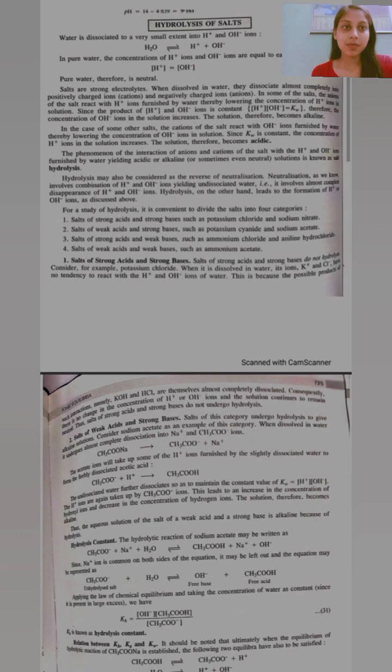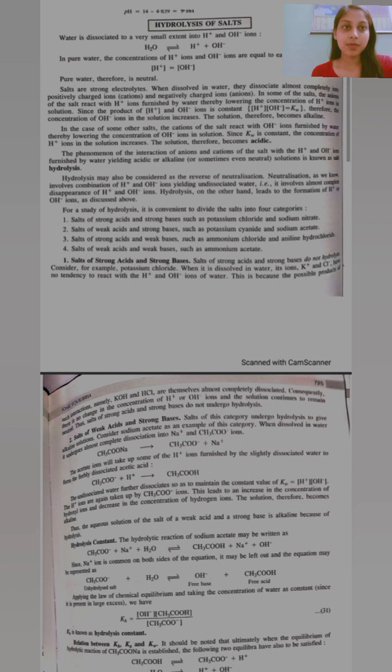For a study of hydrolysis, it is convenient to divide the salts into four categories. First, salts of strong acids and strong bases, such as potassium chloride and sodium nitrate. Second, salts of weak acids and strong bases, such as potassium cyanide and sodium acetate. Third, salts of strong acids and weak bases, such as ammonium chloride and aniline hydrochloride. And last, salts of weak acids and weak bases, such as ammonium acetate.